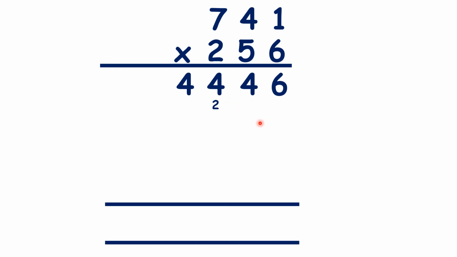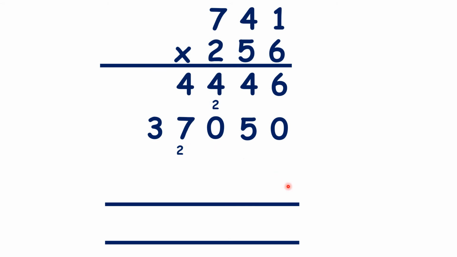Now onto this second line, so we need a 0 in our units. 1 times 5 is 5. 4 times 5 is 20, so 2, 0. And 7 times 5 is 35, plus 2 is 37.